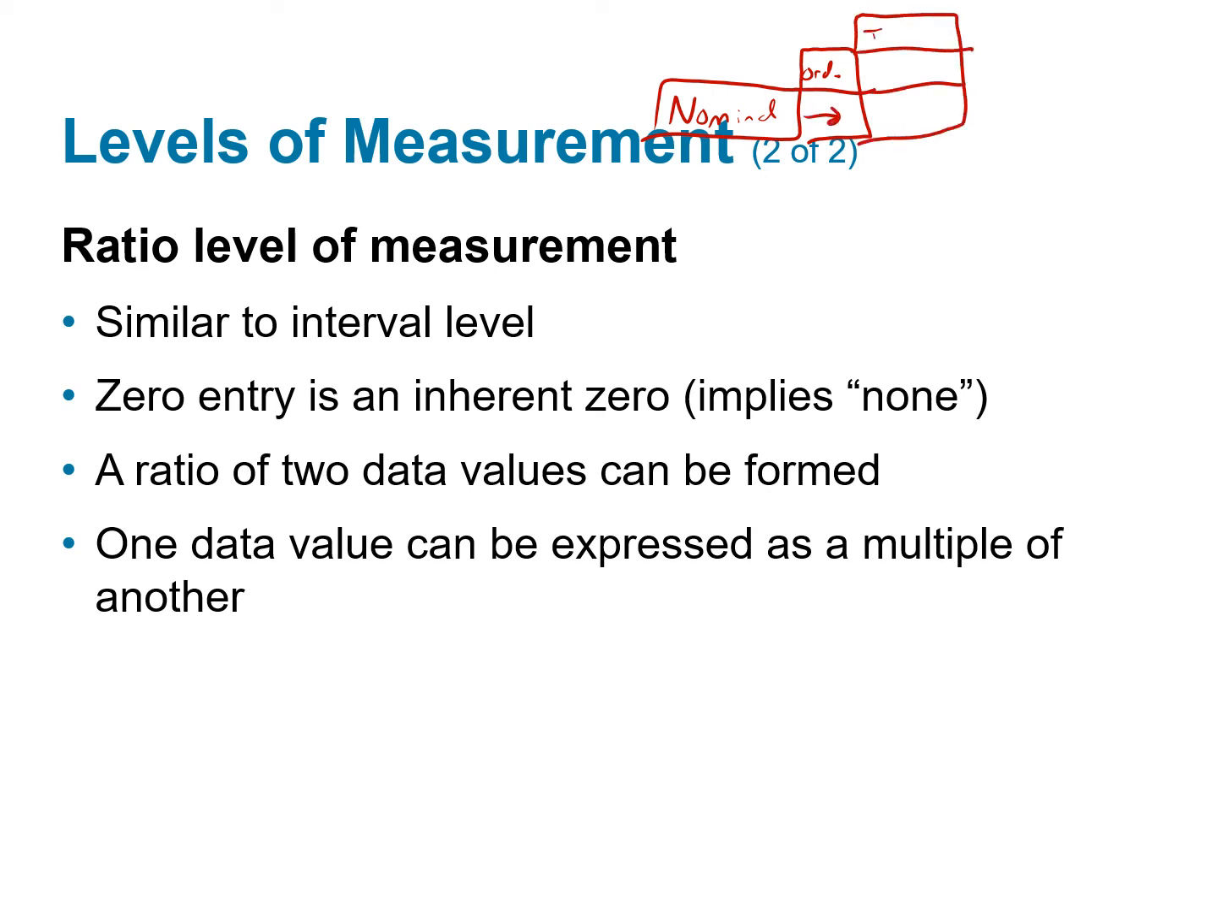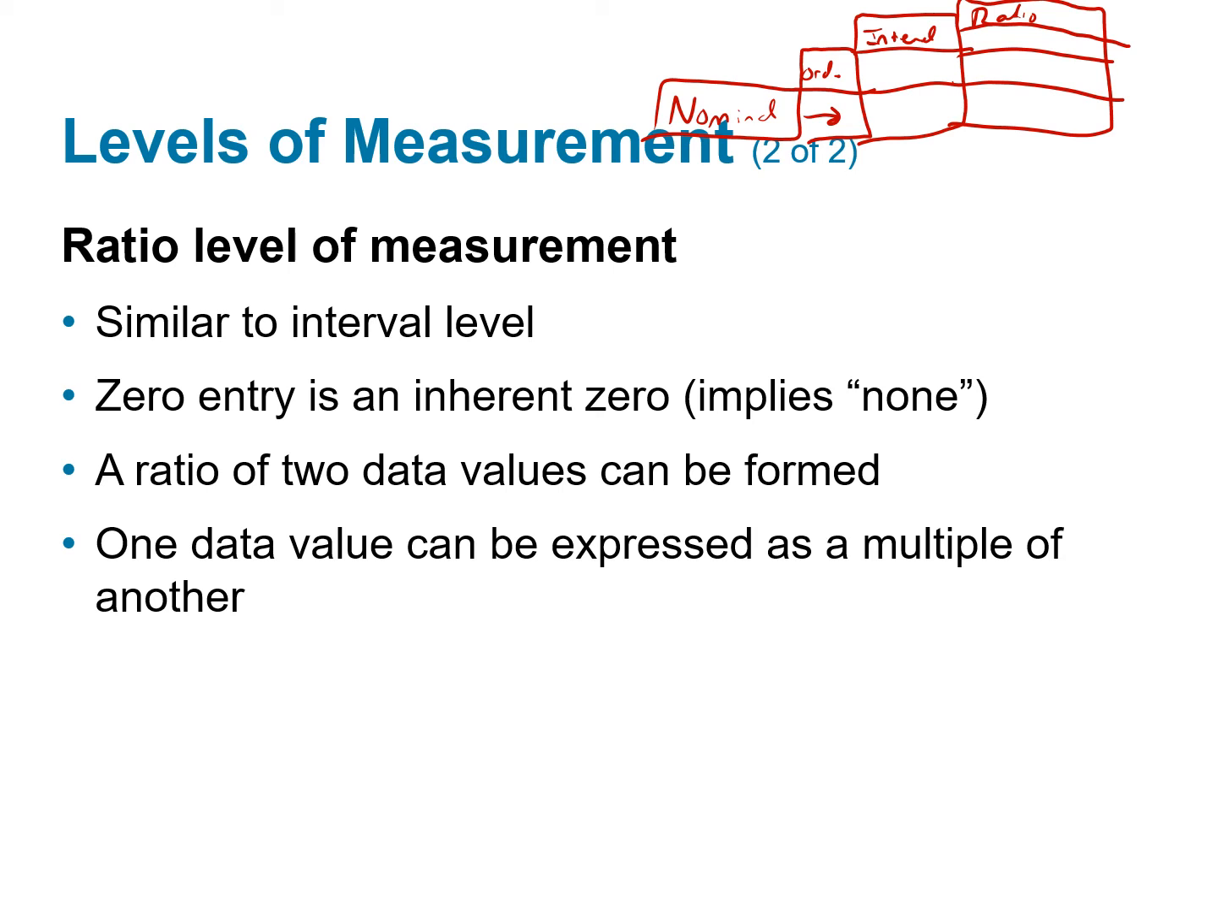And then interval level, we had that defined difference between data values. And so now our topmost level that we have is the ratio level of measurement. So ratio and interval are very, very similar to each other. So you still are putting data into categories. You still have that logical order. You still have meaningful differences between your data values.